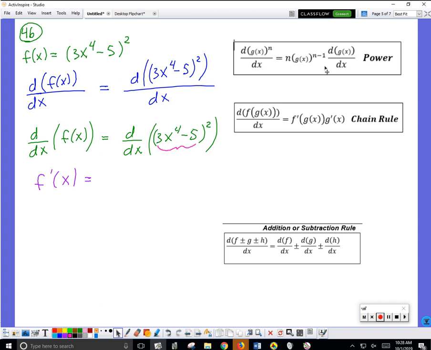So raise your hand. Who can tell me what the power of n is? What's the value of n, and what's the g of x in this problem? Don't overthink it. It's not hard. What's the g of x and what's the n? Brecken: n is 2 and g of x is 3x to the fourth minus 5. How many knew it? Two, three for Brecken.